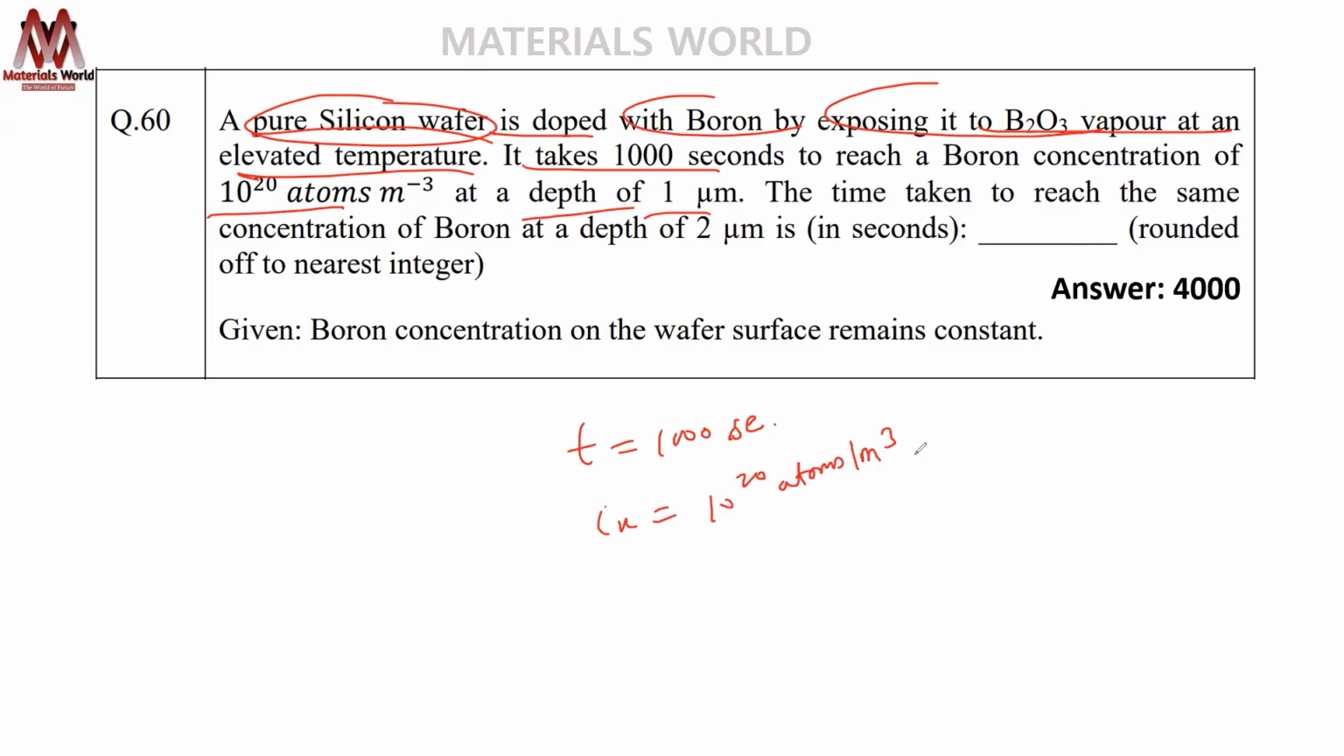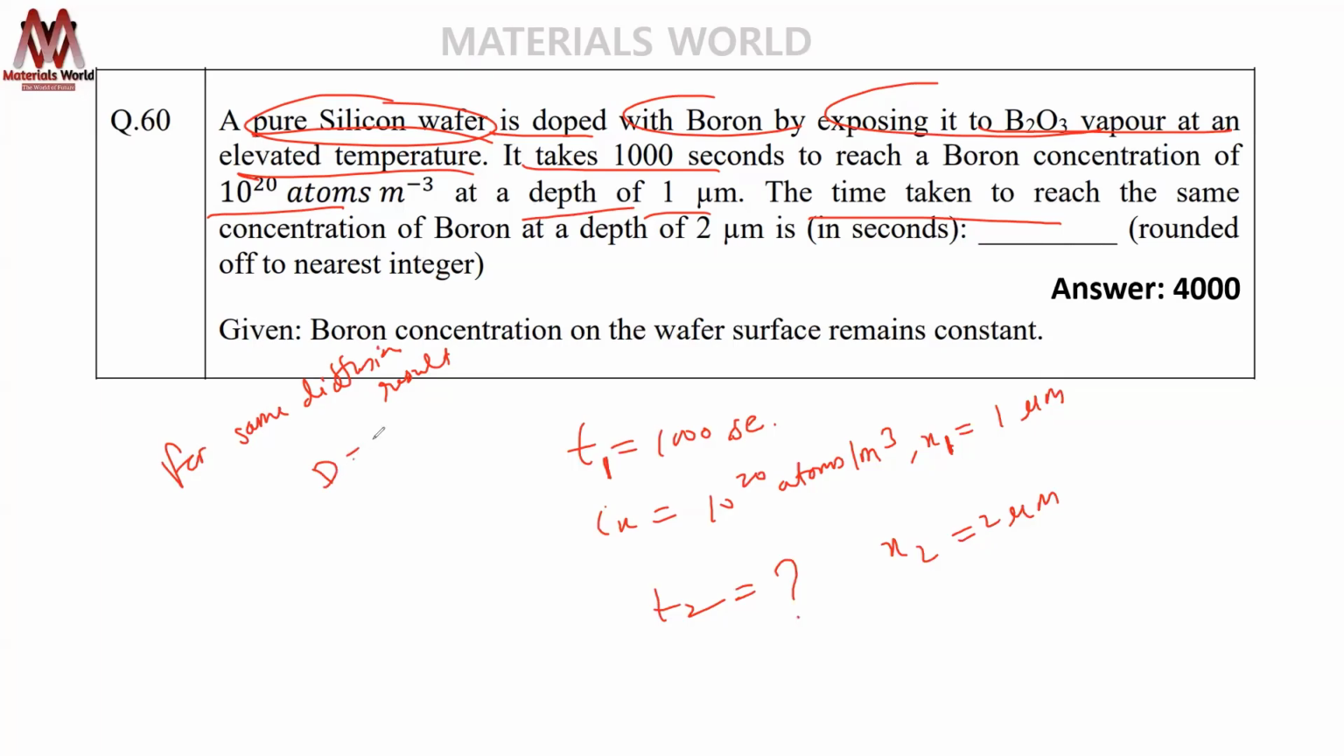The depth x is given as x equals 1 micrometer. The time taken to reach the same concentration, another time, that means it is t1. The concentration is the same, diffusivity is the same, D is the same. You don't need to use Fick's second law. It's a very basic question. Take this x1 and t1, and this is t2, with x2 being 2 micrometers. It's also given that the boron concentration at the wafer surface remains constant, so everything remains constant. For the same diffusion result, that means D is constant.